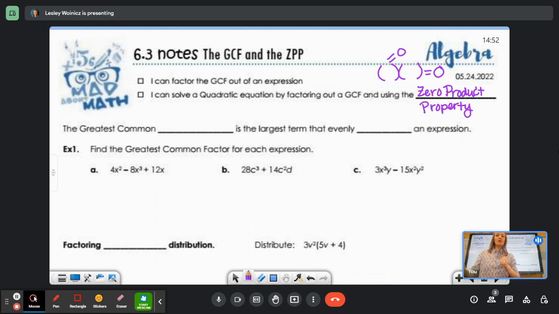Okay, so the greatest common factor is the largest term that evenly divides an expression. Here the directions tell us to find the greatest common factor for each expression. So all we have to do is identify it. We don't have to do anything with it. We just have to find it.